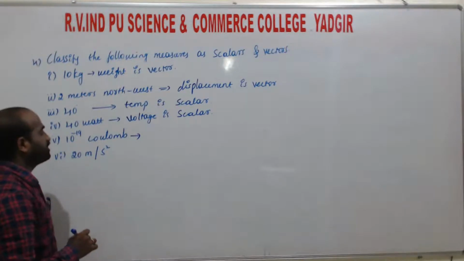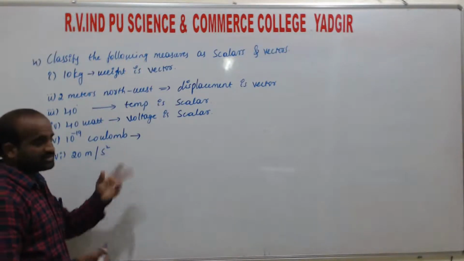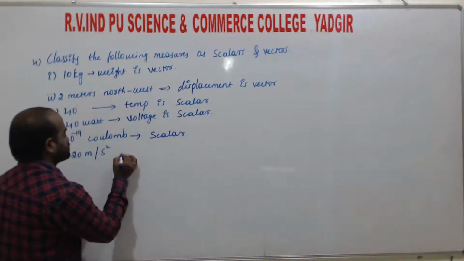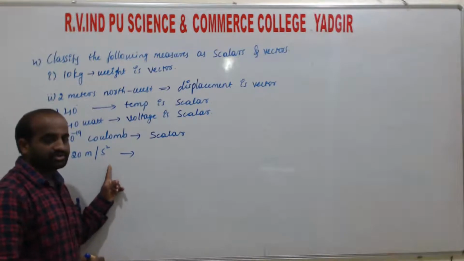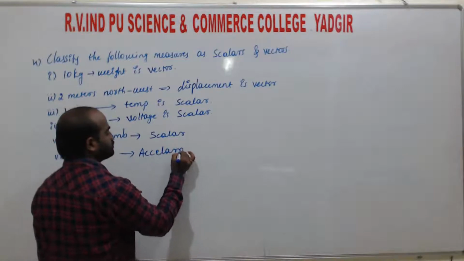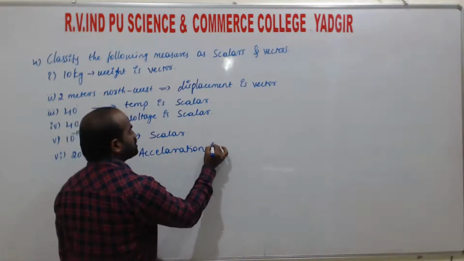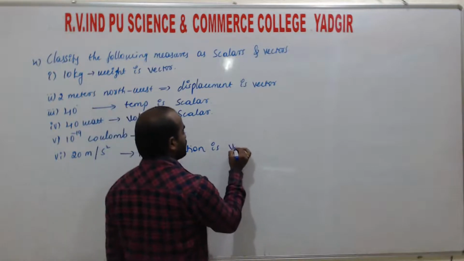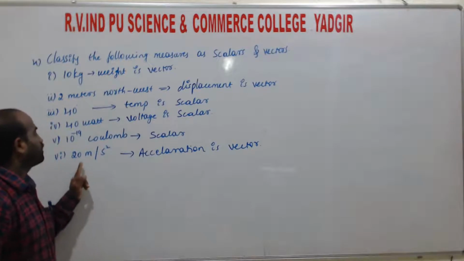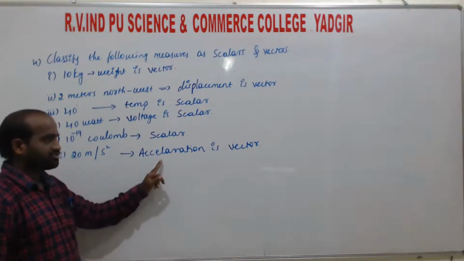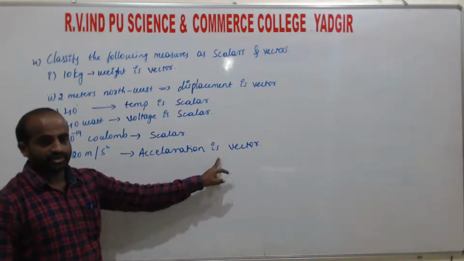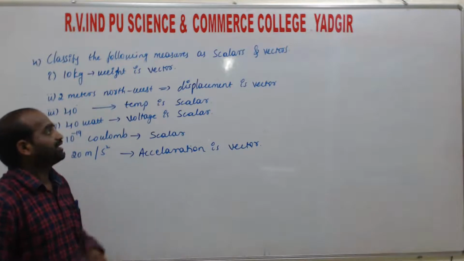10 power minus 19 coulomb. This is scalar. Meter per second square, so it is acceleration. Acceleration is vector. It involves both magnitude and direction. 20 meter per second square is acceleration, which is vector.